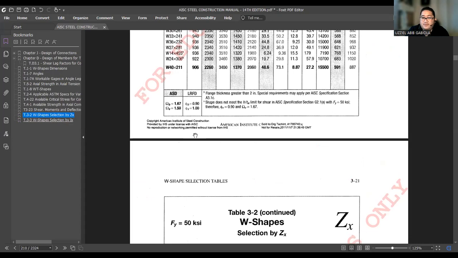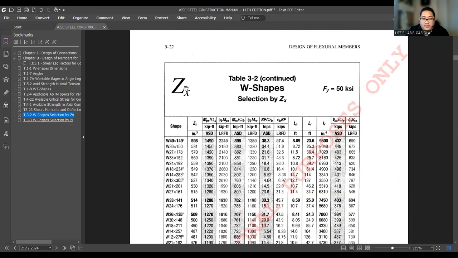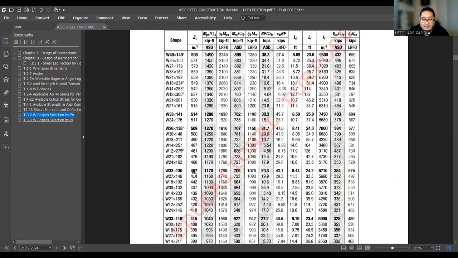Halimbawa, ang nakuha mo is 500, no? Hanapin mo ngayon yung 500, pinakamalapit sa 500. Yung pinakaunang section, siya yung lightest na pwede, no? So 500 yung nakuha kong ZX sa calculation ko ng MU, no? ZX ko 500, so 500 rin yung pwede. So pag chinek mo tong 135, yung naka-bold na unang section dito, siya yung pinaka-economical dun sa group na yon.